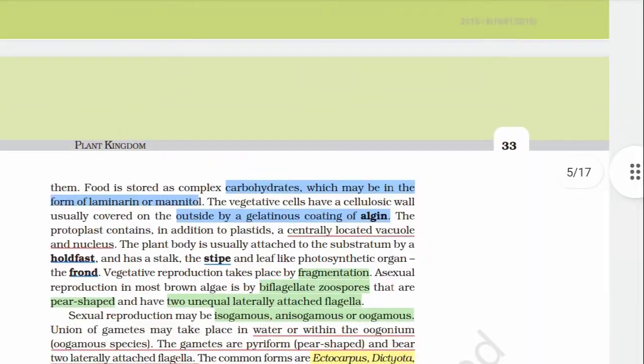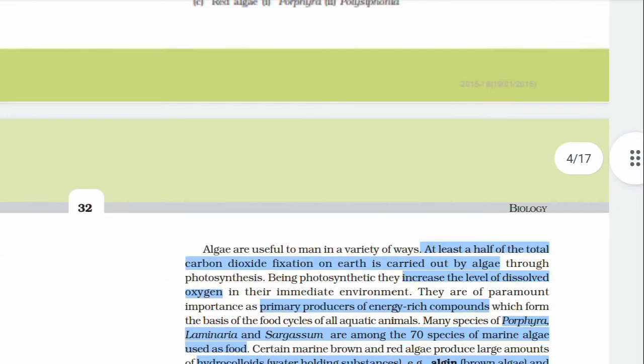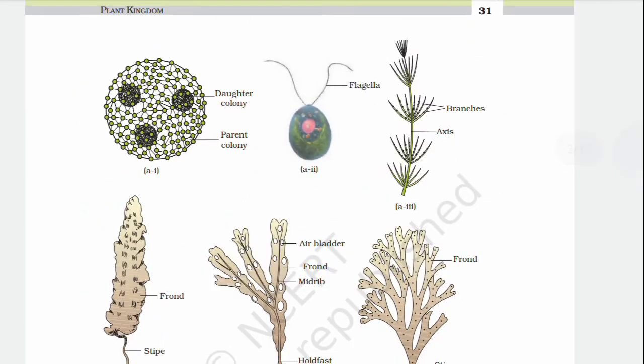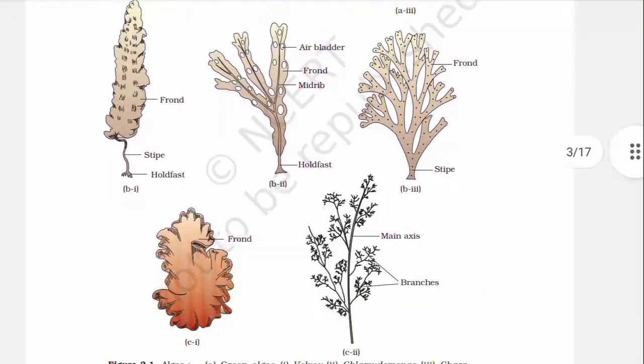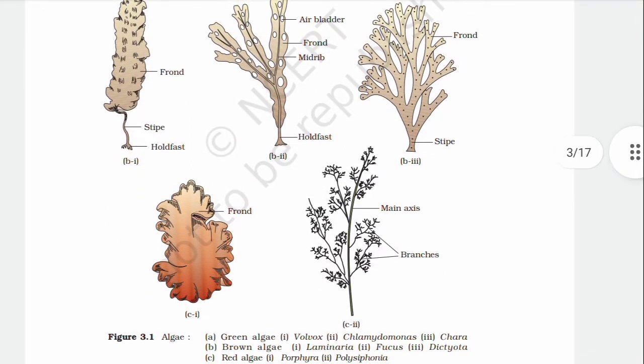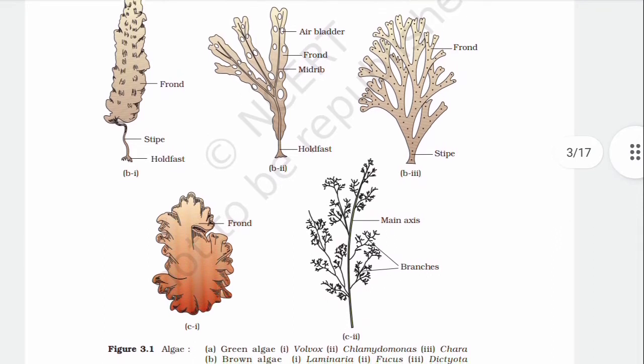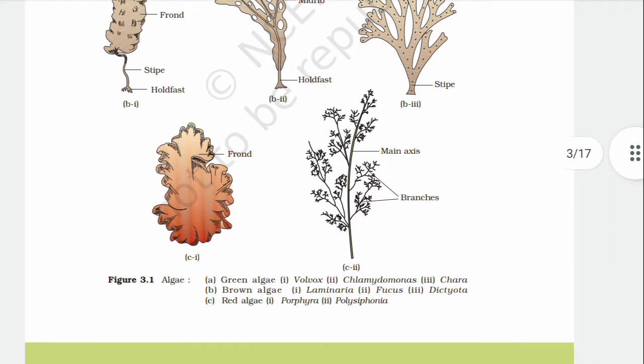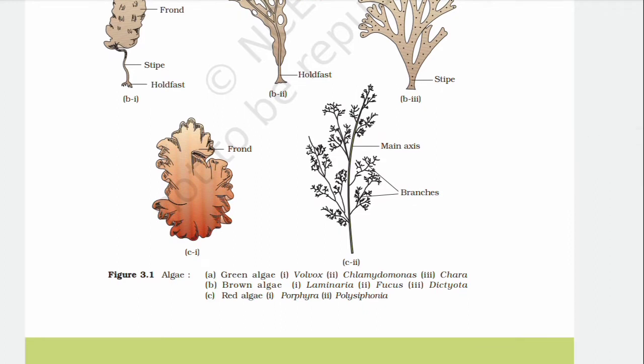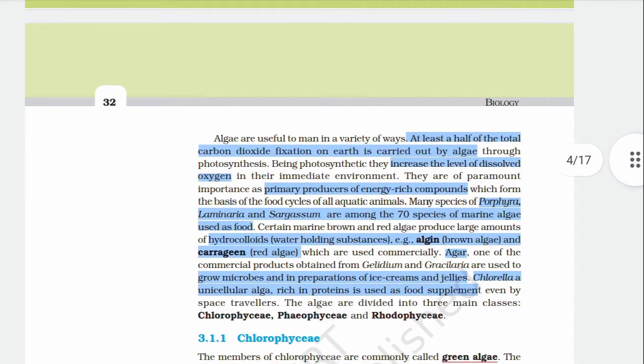Now we will see the pictures and then we will move on to bryophytes. First row is examples of Chlorophyceae, that is green algae. First one is Volvox, second one is Chlamydomonas and third one is Chara. Okay. Next we come across brown algae. The first one is Laminaria, second one is Fucus and third one is Dictyota. You can see that they all have a holdfast, a stipe and a frond. And last one is red algae. The first one is Porphyra and the second one is Polysiphonia. Now we will move on to bryophytes.